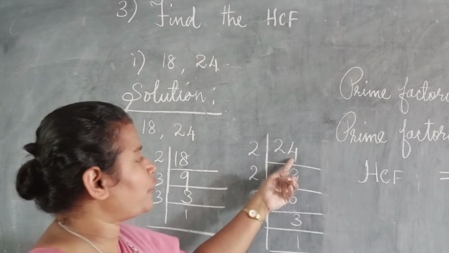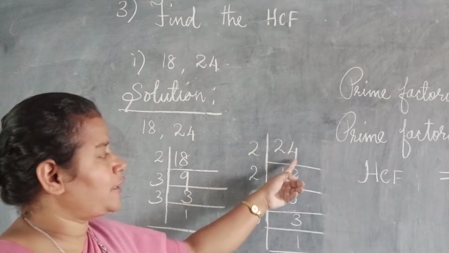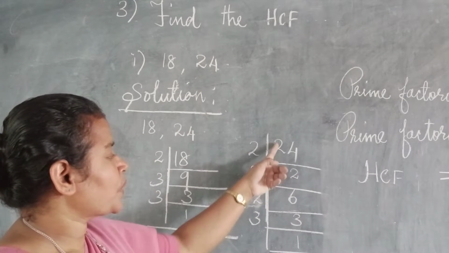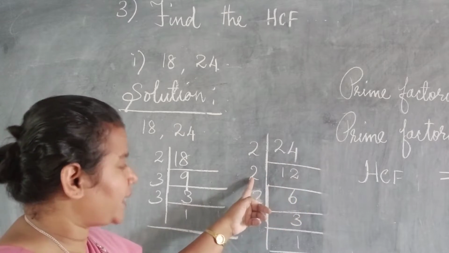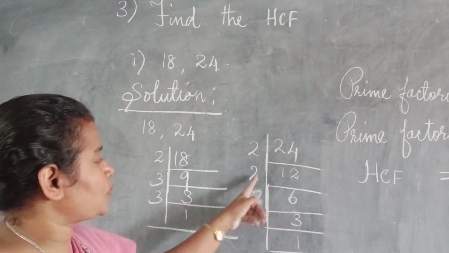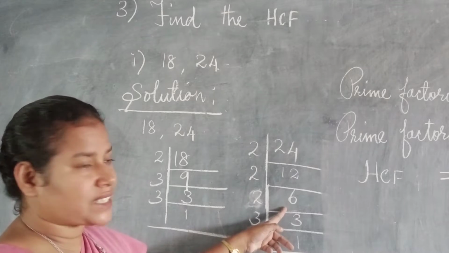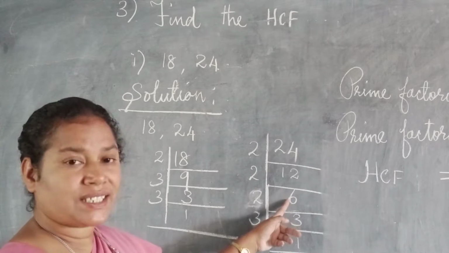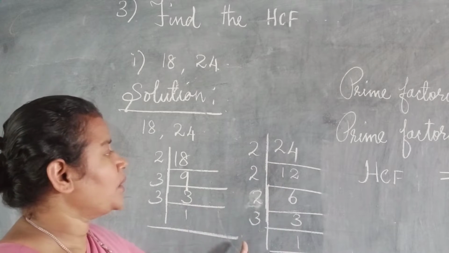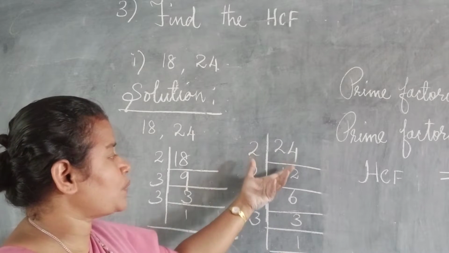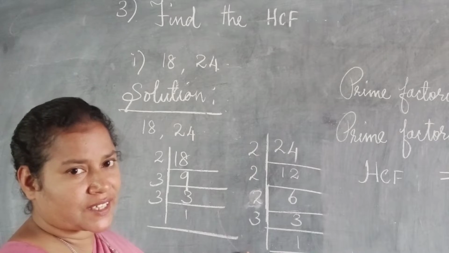Now next, 24 I have written. See here also it is an even number, so 2. 1 2 is 2, 2 2s are 4, we have got 12. Again I am dividing by 2. 6 2s are 12, again 6 is there. 2 3s are 6, again 3 1s are 3. This way we have done the prime factorization method.